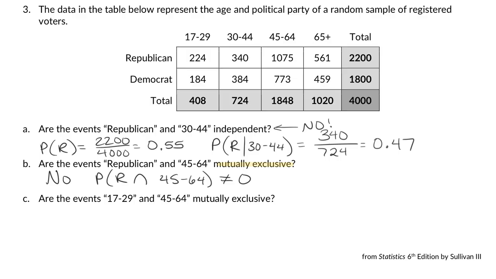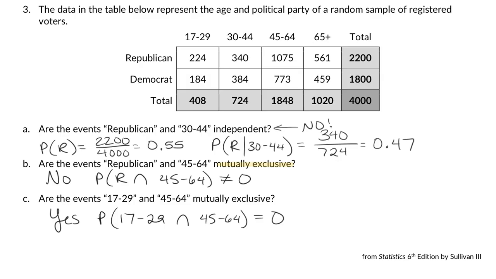Last question. Are the events 17 to 29 and 45 to 64 mutually exclusive? No. Wait. Yes. This one is a yes. They don't overlap. The probability of picking somebody who is both 17 to 29 years old and 45 to 64 years old, impossible. That's equal to 0. We shouldn't have needed a table for that one because could somebody be in two different age groups at the same time? No, Ari, they can't be in two age groups at the same time. Don't make it weird.